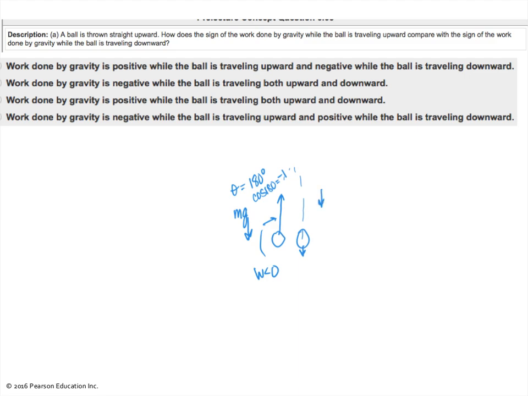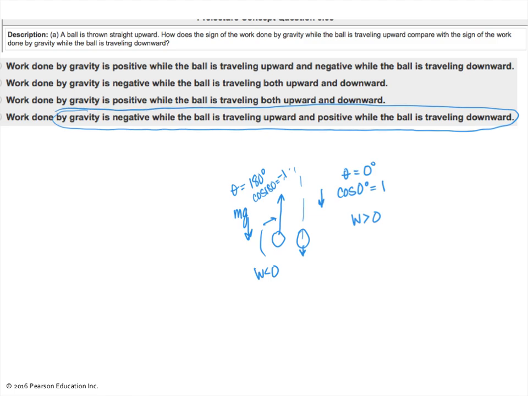Coming down, the displacement and the force of gravity are in the same direction. Another way of saying that is the angle between the two is 0, and the cosine of 0 degrees is 1. And so the work is positive. So we just look for the answer that corresponds to this, and that would be the last one. The work done by gravity is negative while the ball travels upward, and the work done by gravity is positive as it goes downward.